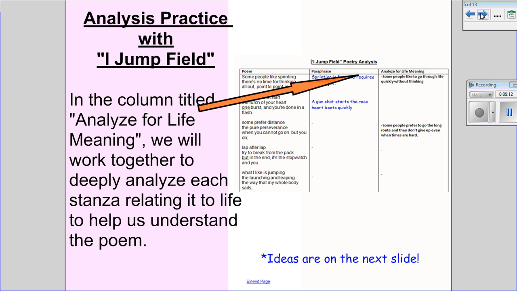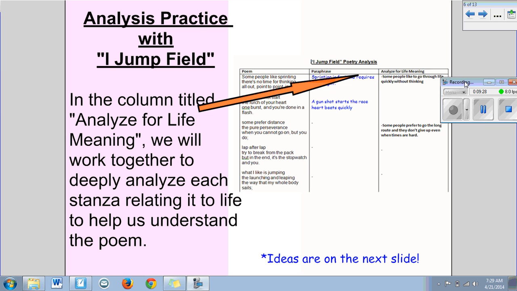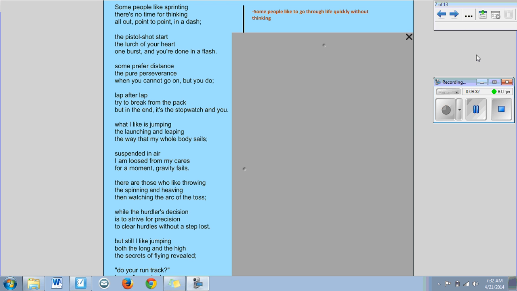All right, so if we continue with our analysis of poetry, we have first paraphrased. Now what we have to do is analyze for a life meaning. So we will work together to deeply analyze each stanza and relate it to life to help us better understand the poem. All right, so let's go ahead and analyze this poem and relate it to life or real-world experiences.